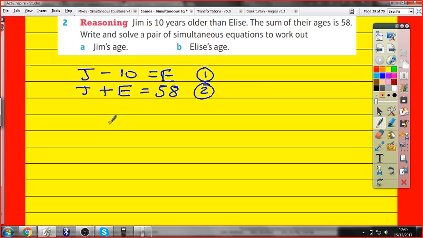J plus 10 equals 58. No. So equation 1 tells us that E equals J minus 10. So what could you write instead of E in equation 2? Not just minus 10. What is E equal to? E equals J minus 10. Yeah, so in the second equation, you have J plus E equals 58, and instead of E, you can write J minus 10. Because E equals J minus 10. Okay, can you solve that?